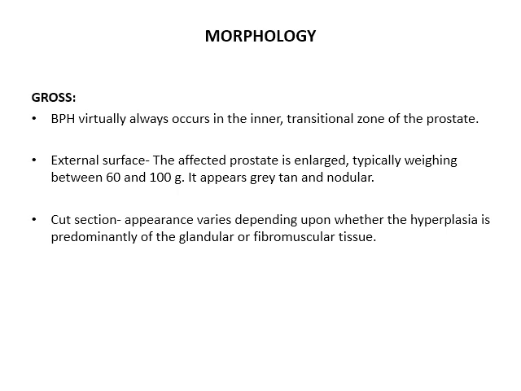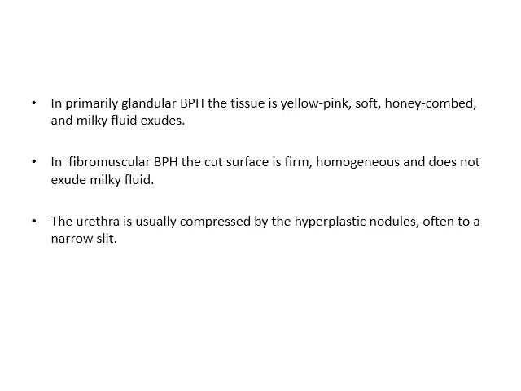On the cut section, the appearance will vary depending on whether the hyperplasia is predominantly of the glandular or the fibromuscular tissue. In some cases there will be more glandular tissue hyperplasia. In those cases, the tissue on cut section is yellow to pink, soft, honeycombed, and milky fluid will ooze out. And in cases where there is more of fibromuscular hypertrophy, the cut surface is firm, homogeneous, and there will be no milky fluid extruding out. The urethra is usually compressed by the hyperplastic nodules into a narrow slit.